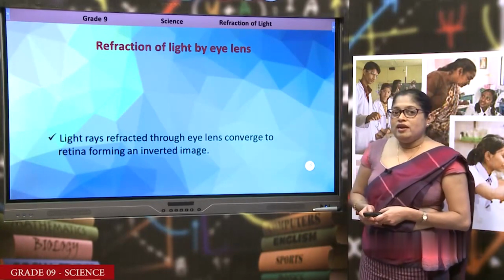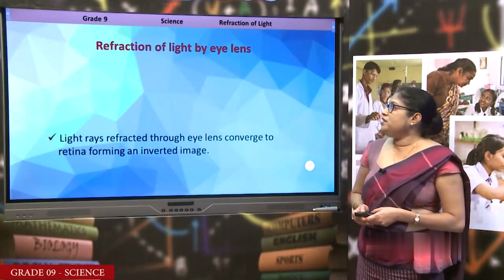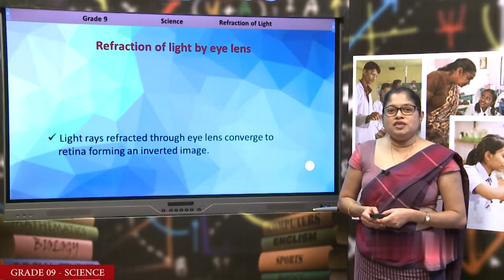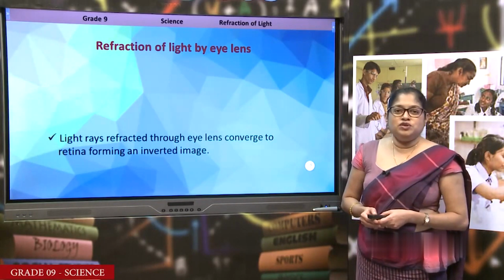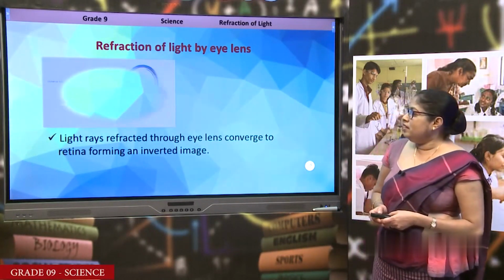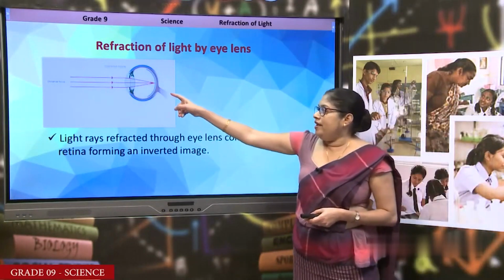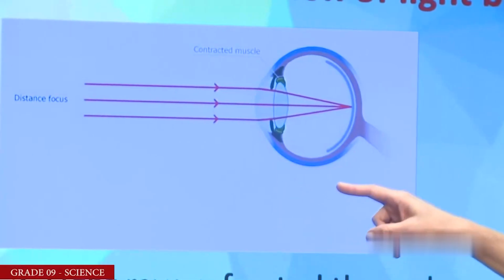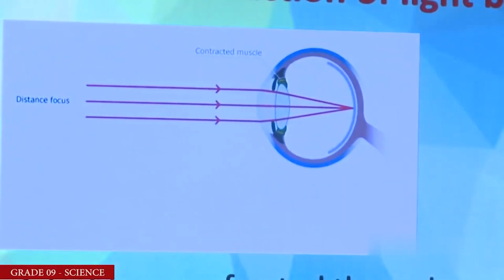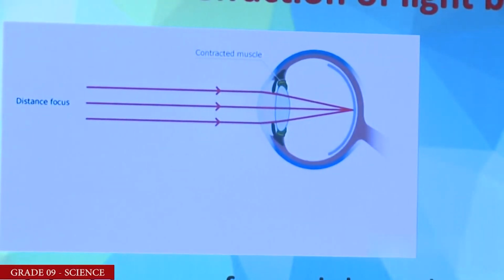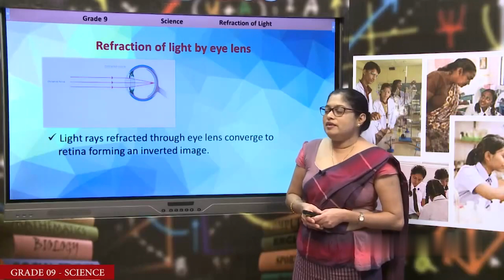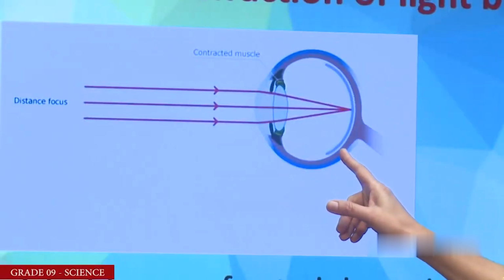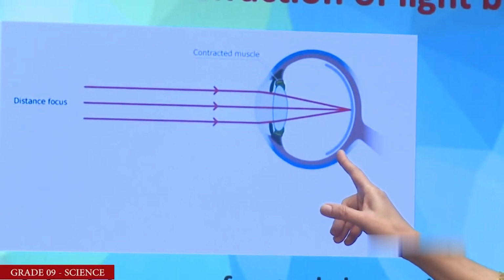With that knowledge, we will see refraction of light by the eye lens. Remember unit 2 in your science book? We have done these things in unit 2 as well. So, this is the structure of the eye. You can see this is the eye lens. You can see light rays that are coming from a far away object getting refracted by the eye lens and collected at this point. We call this the retina. It is the place where the image is formed in our eye.